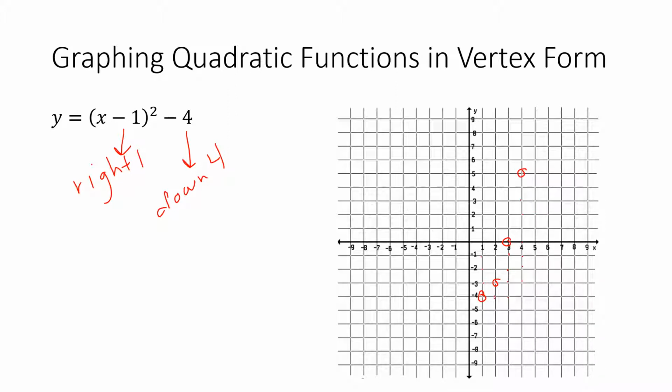Same thing on the left-hand side. We're going to go over 1, up 1, because 1 squared is 1. Back to your vertex. Over 2, up 4. 1, 2, 3, 4, because 2 squared is 4. Back to your vertex, over 3, 1, 2, 3, up 9, 1, 2, 3, 4, 5, 6, 7, 8, 9. Put our point.